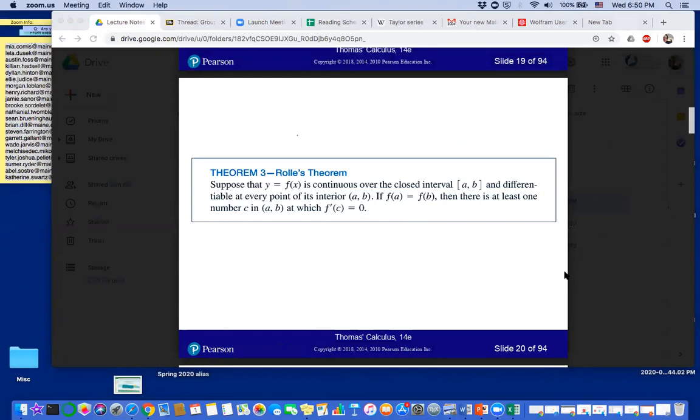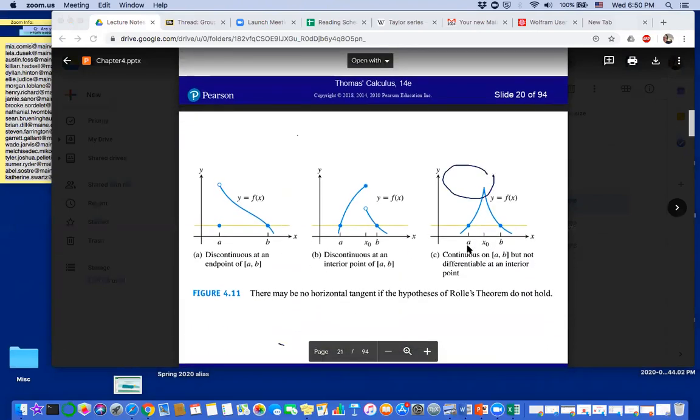Aha, that's right. Okay, so look right here. The theorem requires continuity on a closed interval. So continuity must extend up to the boundaries. If it does not extend up to the boundaries, then nobody promised you, there's no legal obligation for the conclusion to hold. Okay? Got it?